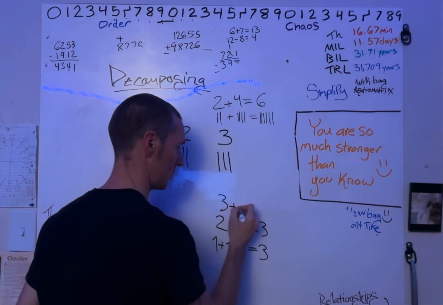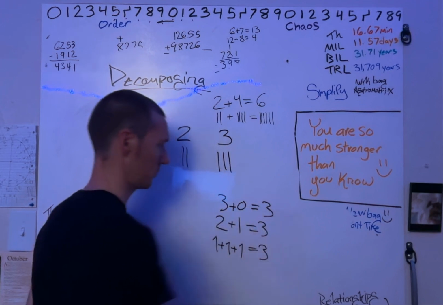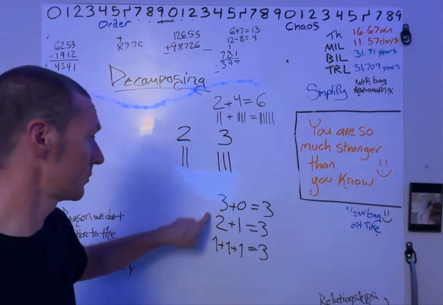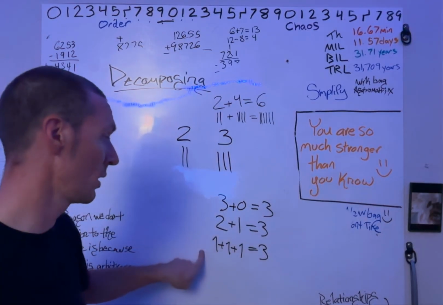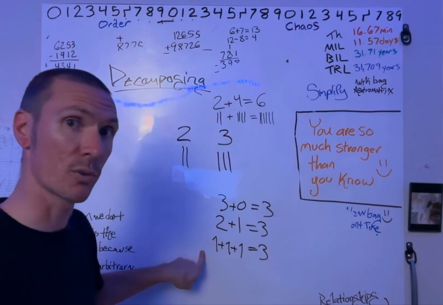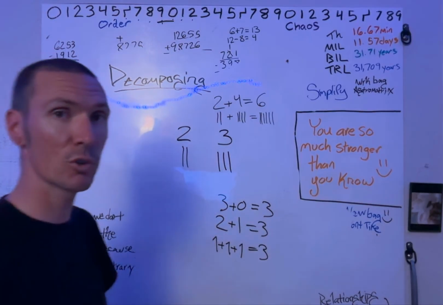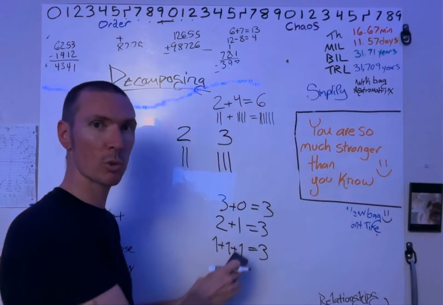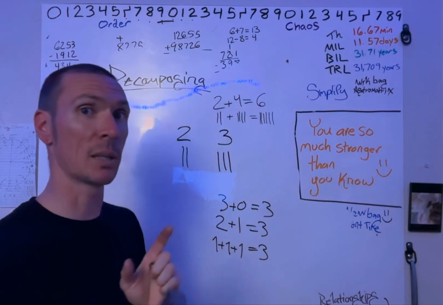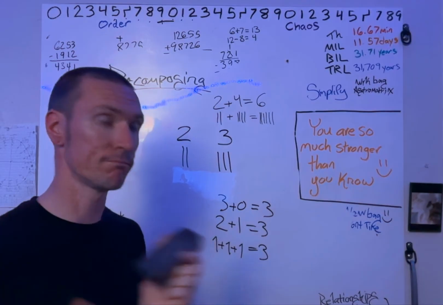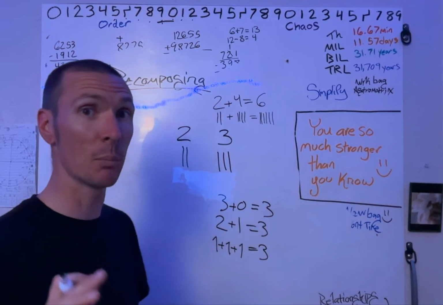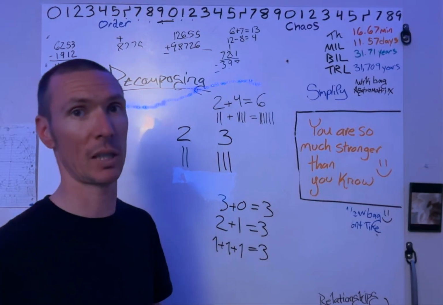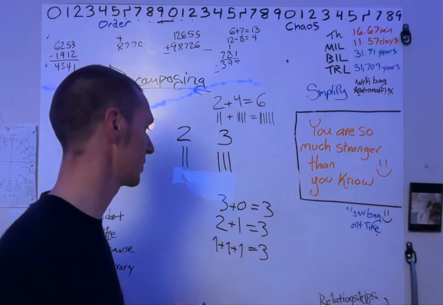Don't forget 0. 3 plus 0 is equal to 3. 2 plus 1 is equal to 3. And 1 plus 1 plus 1 is equal to 3. So whenever you're doing anything with math, you can break numbers into their smaller parts to make them easier to work with. I'm going to be decomposing addition and subtraction, and I'm going to be decomposing multiplication and division.